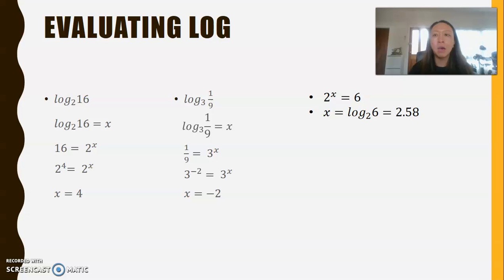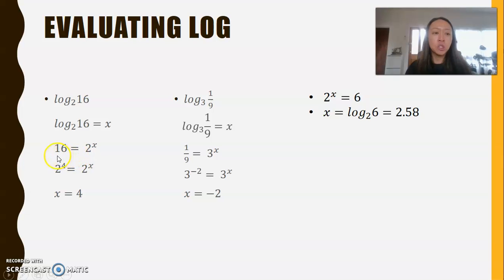So how do we evaluate log numbers? For example, if we have log 2, 16, so log 2, 16, let's say, equals x, and we have to find the value of x. If we change this log equation to an index equation, all we have to do is move the base number for the log across the equal sign to become the base number for the index.